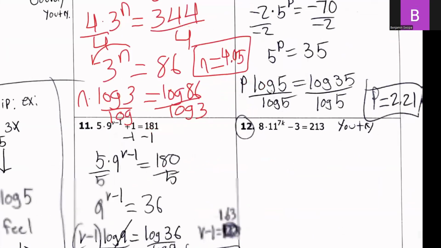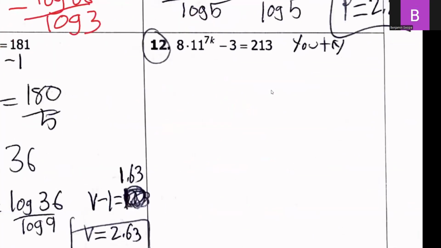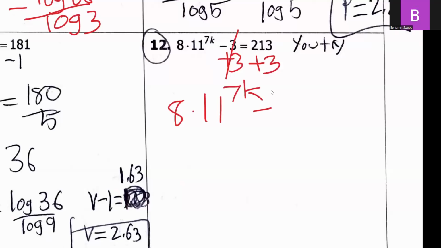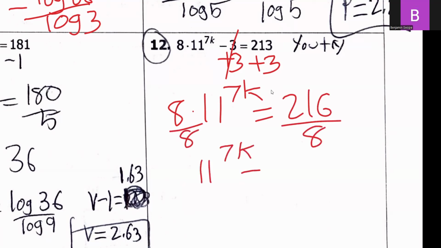All right, let's just look at our last one. Similar kind of deal. Like I said, we have to get the exponential expression by itself. So we're going to add that 3. Going to divide this 8. That would give us 27. And now we'll take the log of both sides. Like I said, I like to do this at once. Sometimes I even write it in. I do this. 7K comes in front.